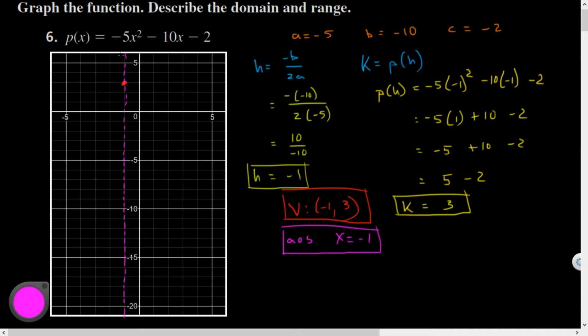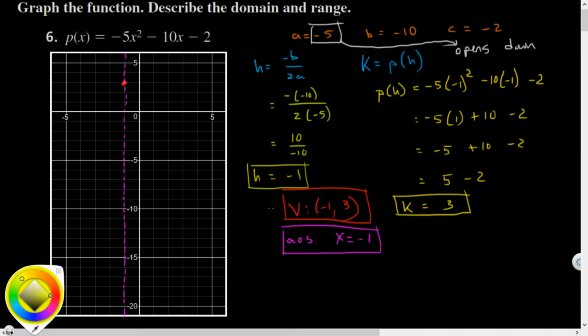Question, which way do you think this parabola opens based on the A, B, and C? How do you know that? It opens down because the A is negative, so it's going to be downward opening. Anyone know what the y-intercept is? How'd you get that? Yeah, it's just whatever C is, right? The y-intercept is just negative 2. So here's negative 2 on the y-axis.